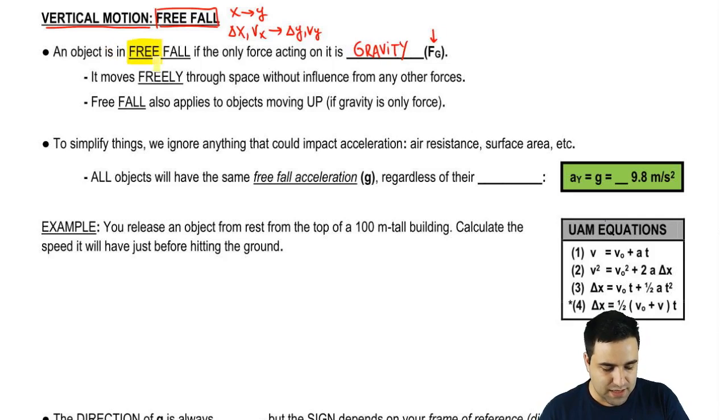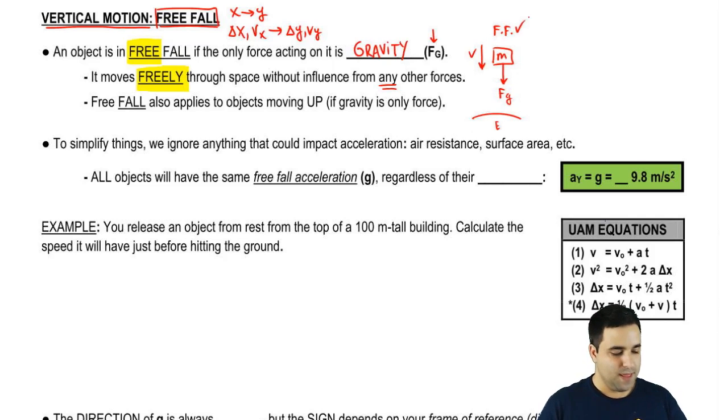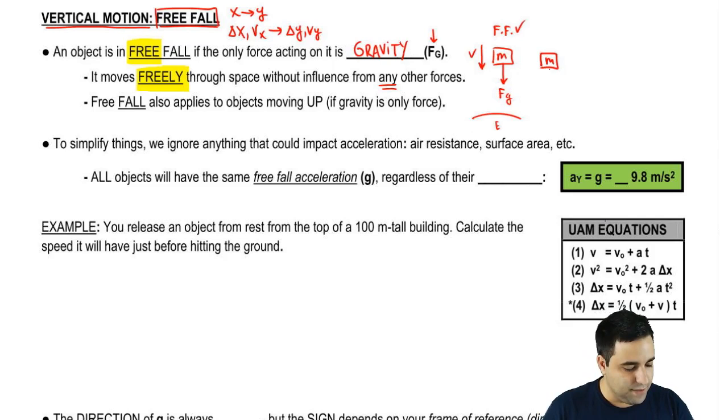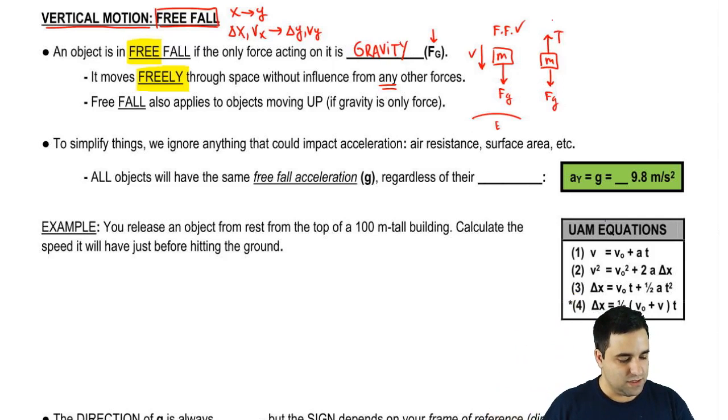You can think of it as the object moving freely through space without the influence of any forces other than gravity, right? So only gravity. For example, if I have an object here and it's going down and the earth is over here somewhere, so this object is being pulled down by gravity, then this object is in free fall because gravity is the only force. Now, if as the object is being pulled down, I'm holding onto it with a string, and there's a little bit of tension there, then this is not free fall, okay? Not free fall.